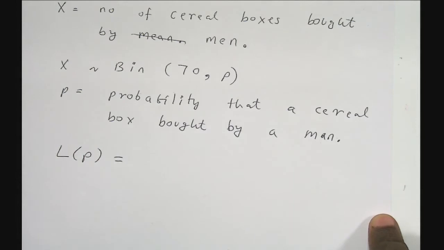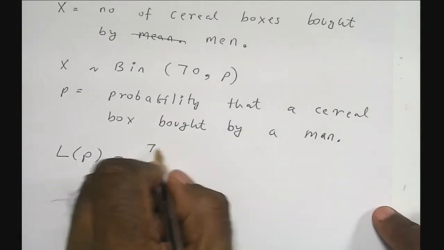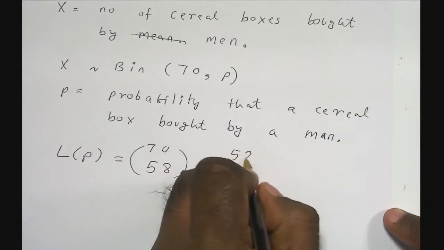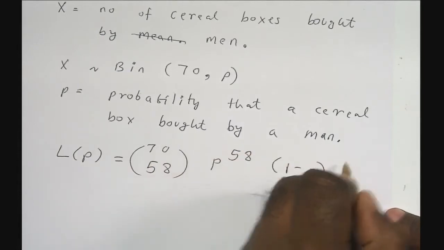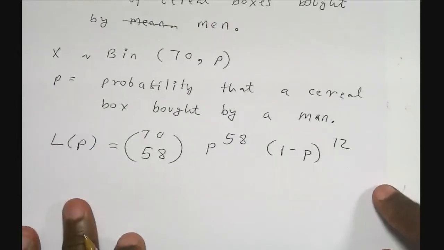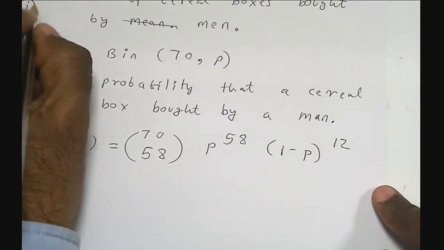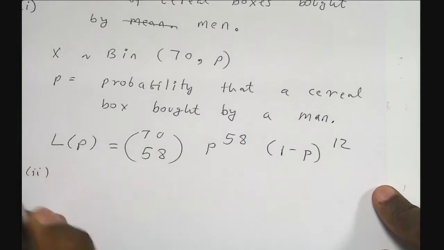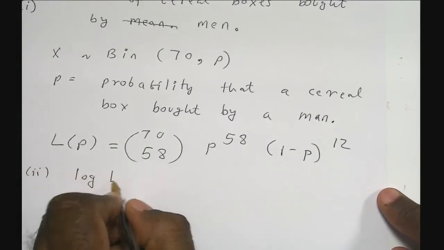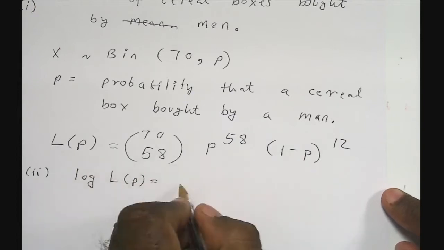It's 70 choose 58, P to the power 58, and so on. I'm sure you remember this from ages ago. This is the binomial probability mass function, right? All right, so that completes part 1 of the question. Now part 2 was to find the MLE for P. To find the MLE, we just take the log. So it's the log of this here.